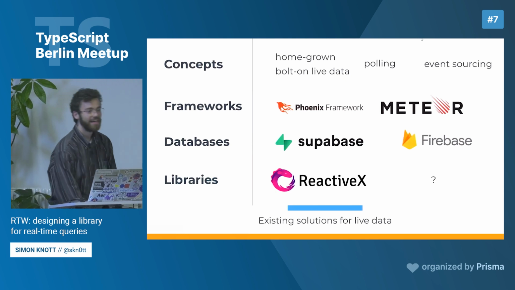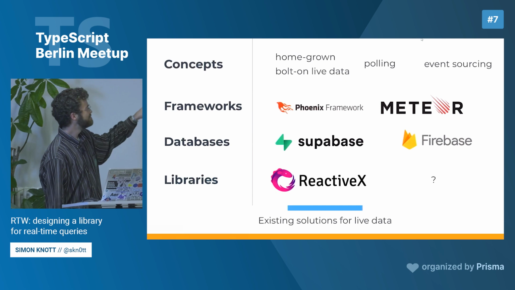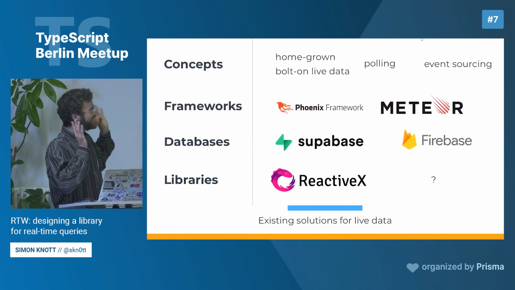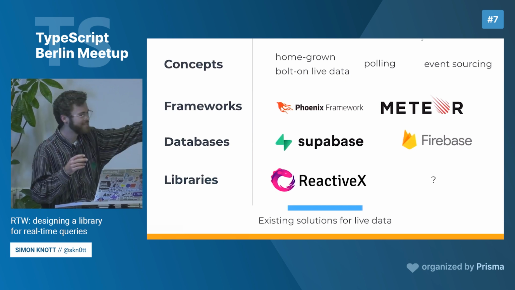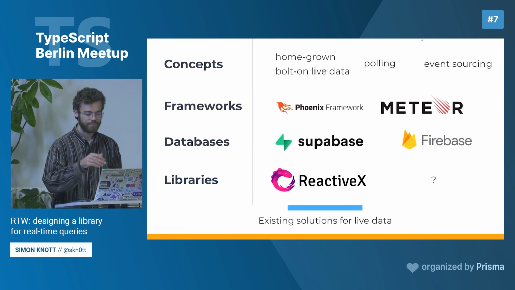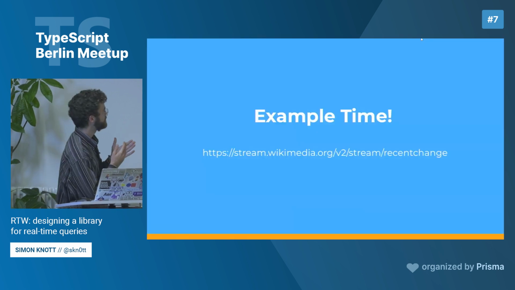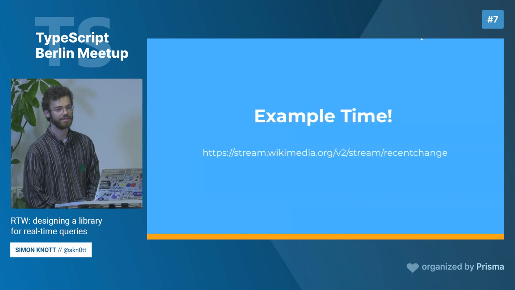There we have it. And Reactive X is awesome, and we're going to talk about it later. But there's not a lot more. There's a question mark, and that's what we're going to fill in tonight. So again, real-time data, and we want to solve things. To solve things, we need to know what to solve, and it's example time.